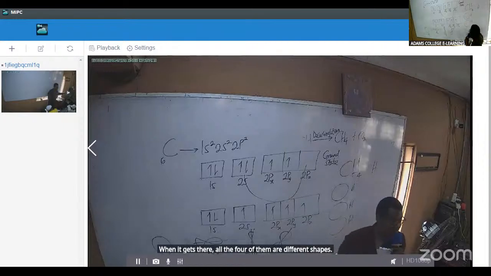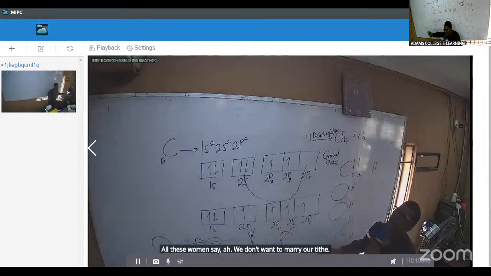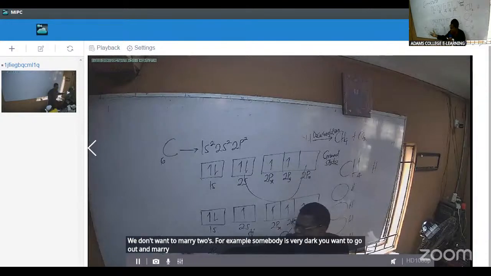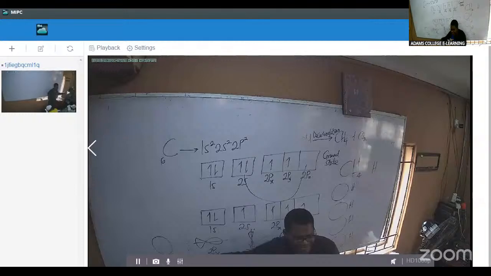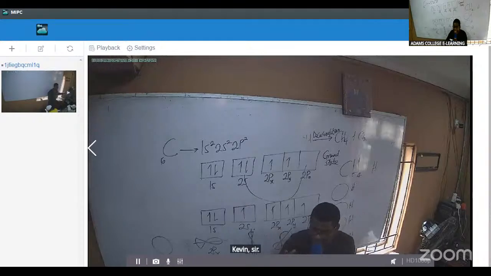All these women say, we don't want to marry our type. We don't want to marry 2s. For example, somebody is very dark. You want to go and marry a dark person? Do you want to give birth to the Antichrist? Extremely dark, so that in the night you can only recognize yourself by the teeth. So in that case, they say, we don't want to marry our type.